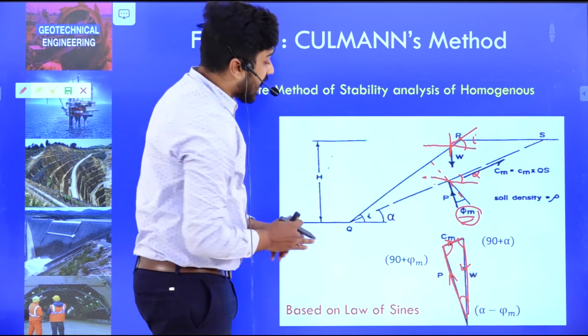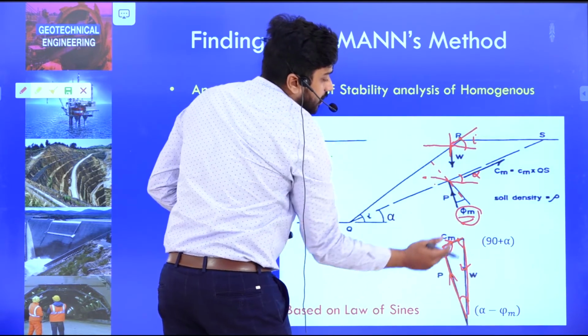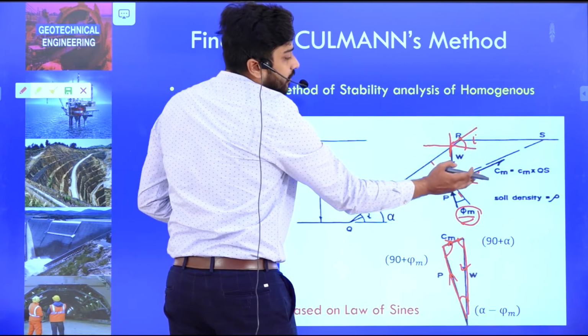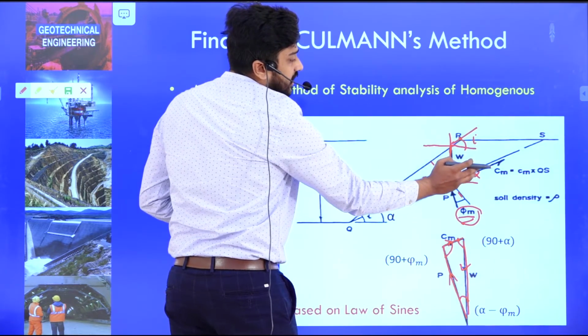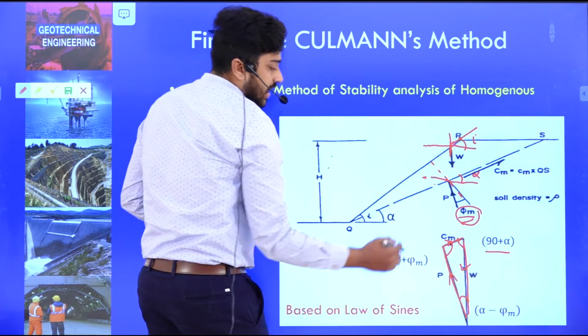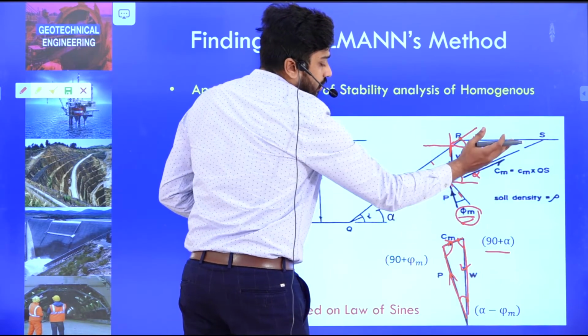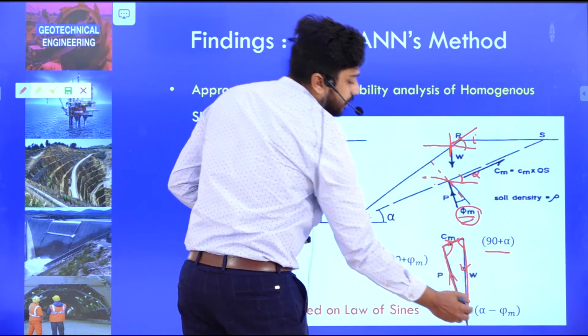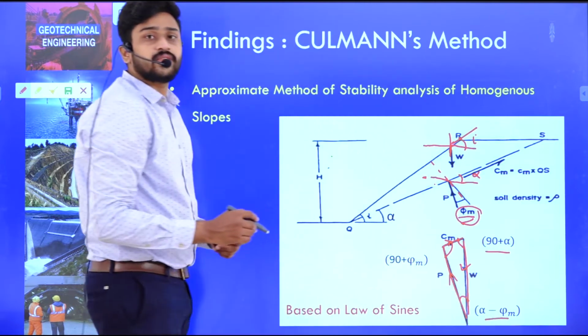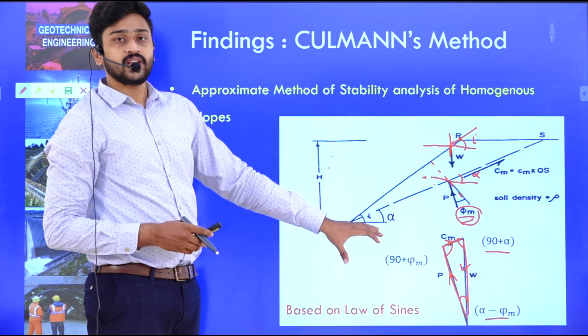And similarly, if you look at the other angle, between Cm and W, this will be 90 plus alpha. This is alpha, so this is 90 degrees, so this will be 90 plus alpha. And similarly, the angle between this Cm and this resultant will be alpha minus phi m. So in that way we need to obtain the angles initially.